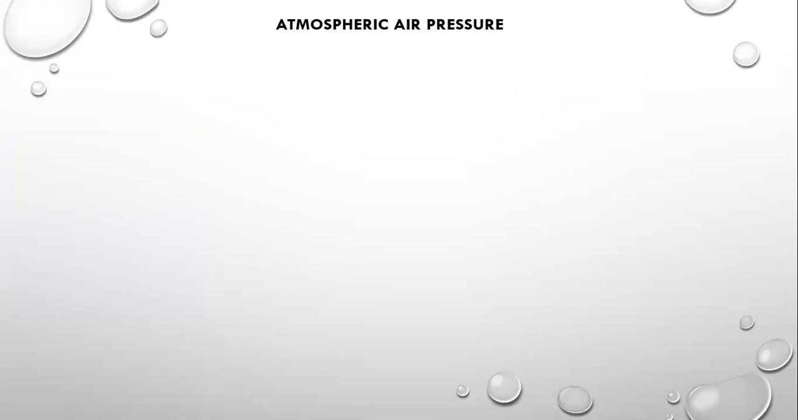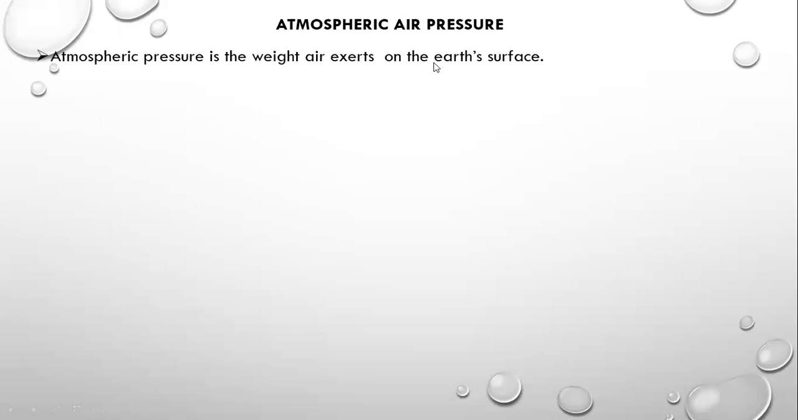Atmospheric air pressure. That's another very important element of weather. Now, when we say atmospheric pressure, it is the weight air exerts on the Earth's surface. So one thing that you must know about atmospheric pressure is that air has weight. So air has weight, and the weight that air exerts on the Earth's surface is what we call air pressure or atmospheric pressure.